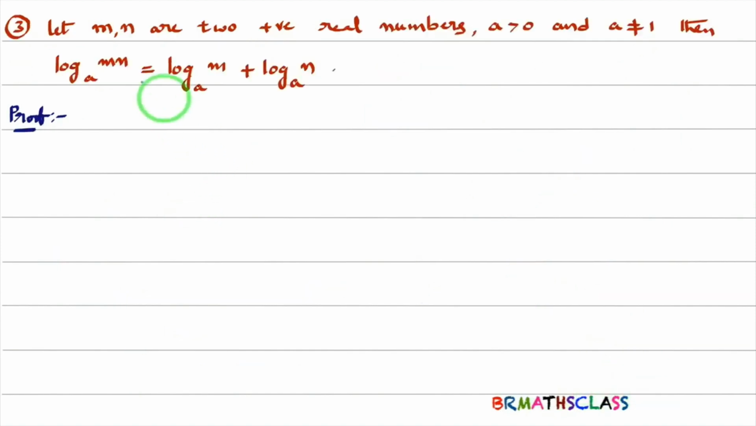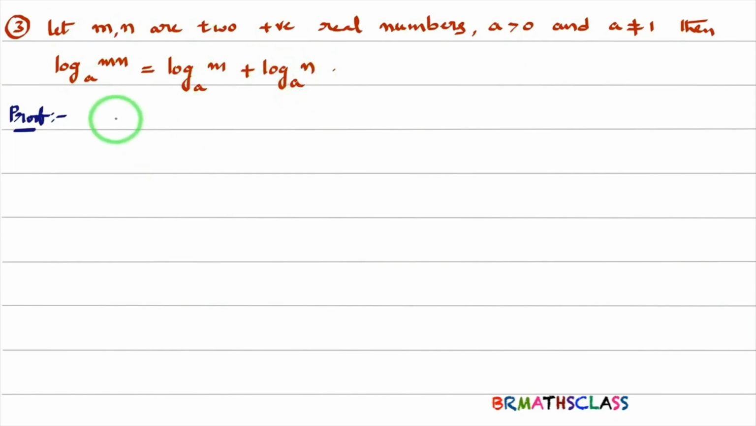Third property. Let m, n be two positive real numbers. What are m and n? They are two positive real numbers. And what about A? A is a positive real number and A not equal to 1. In such a case, this property works well. Log mn base A can be written as log m base A plus log n base A. We will prove this property now.